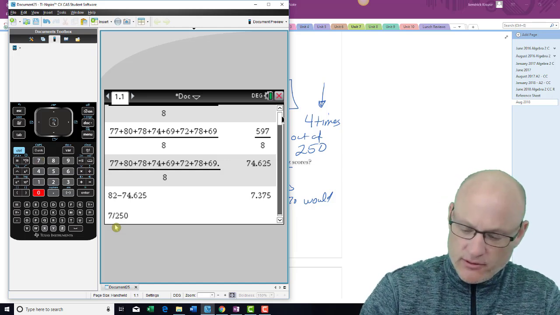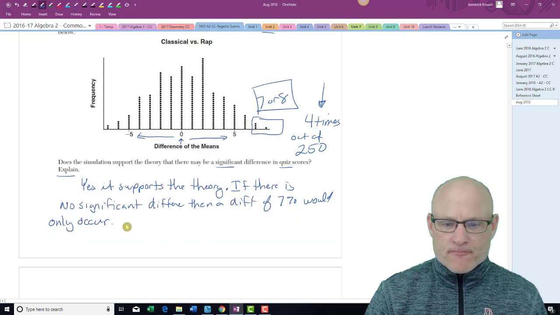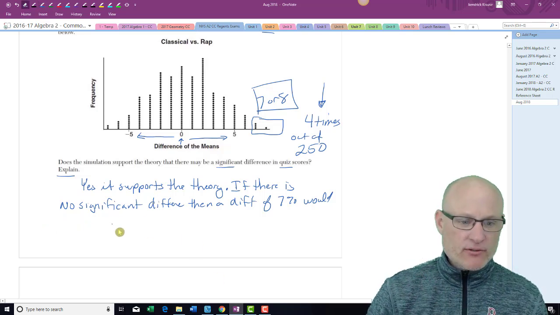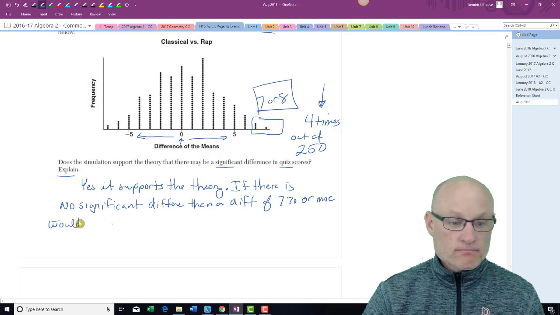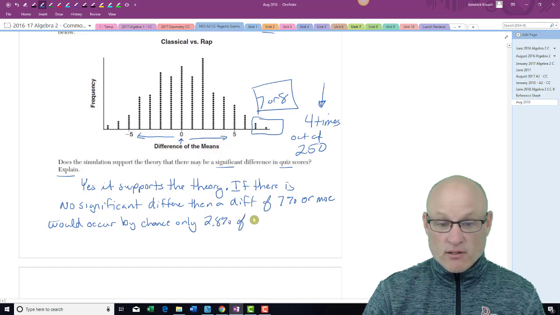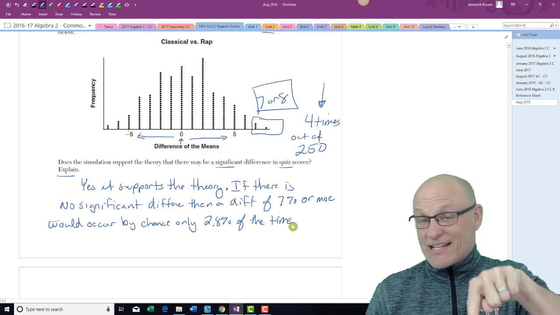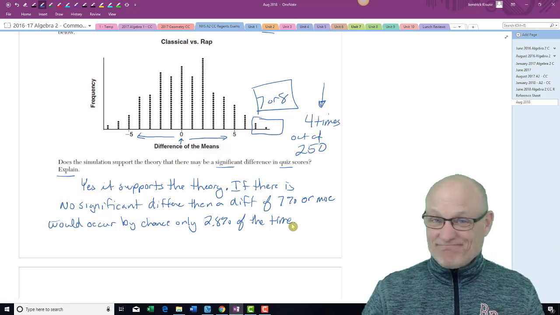7 divided by 250 is 0.028. That's 2.8% of the times. A 7% difference or more would occur by chance only 2.8% of the time. Now, the cutoff is 5%. If that's less than 5%, then it is a significant difference. If it's more than 5%, not so much.